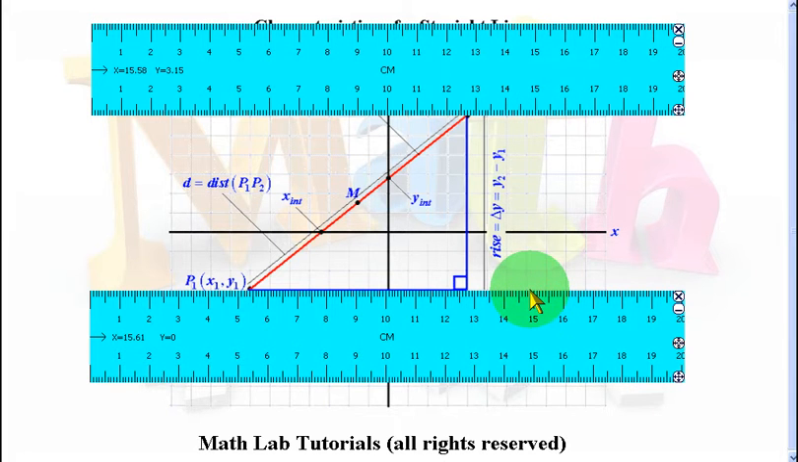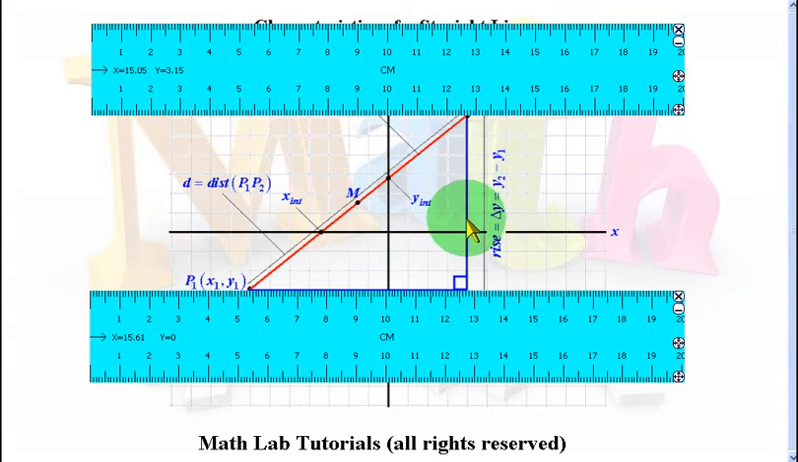And let's see if this works out. y1 is negative 3. y2 is 6. So negative 3 plus 6 will give you 3. And then 3 divided by 2 is 1.5. Let's try it. We'll start off over here. This is y equals 0, y equals 1, y equals 1.5. Looks good. That looks like the midpoint of this vertical line segment.